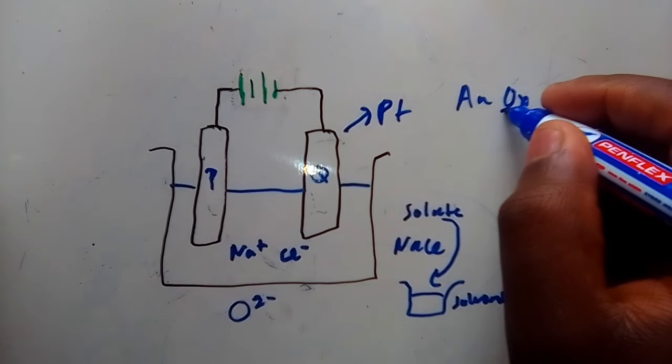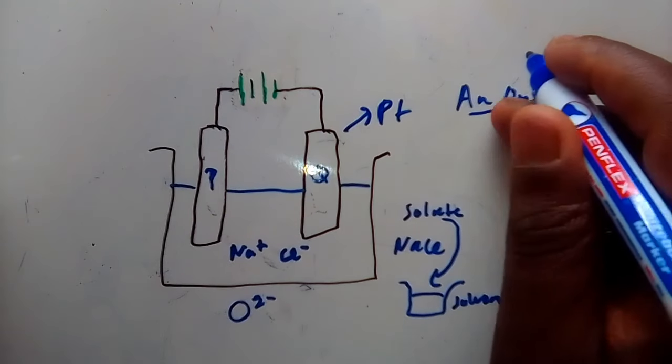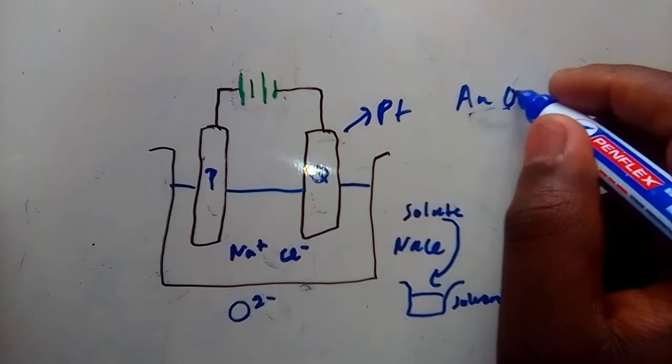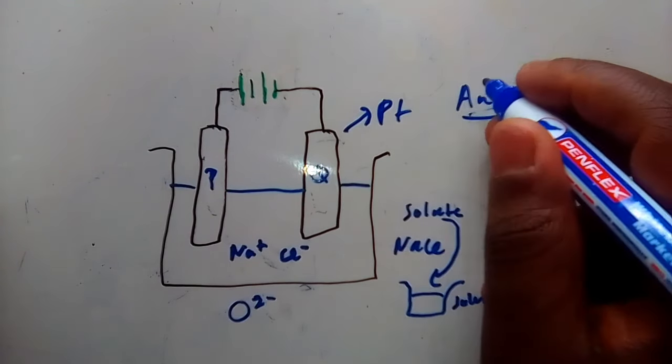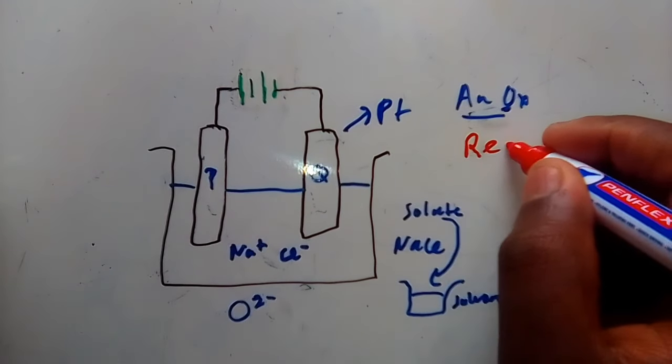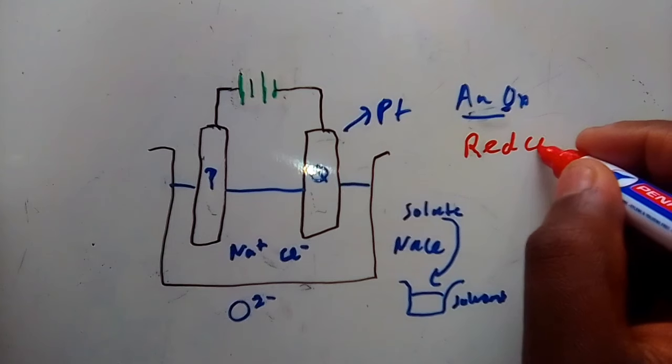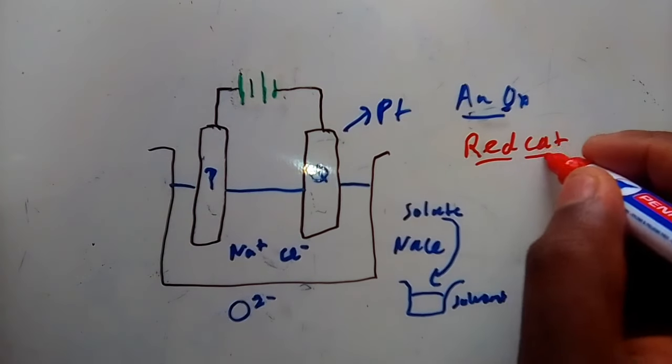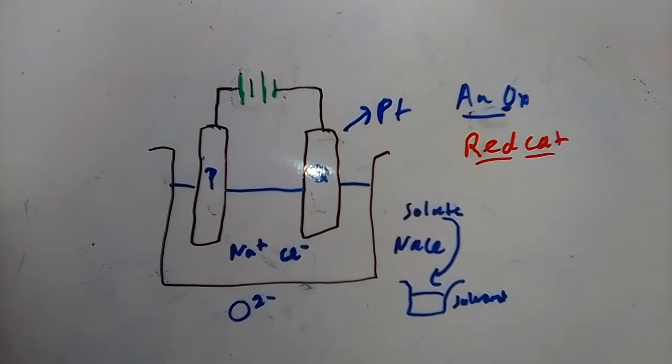Memorize that oxidation occurs at the anode, right? It's quite weird, but we use that to memorize that oxidation occurs at the anode. Then we use red cat to memorize that reduction occurs at the cathode. So red cat: reduction occurs at the cathode.